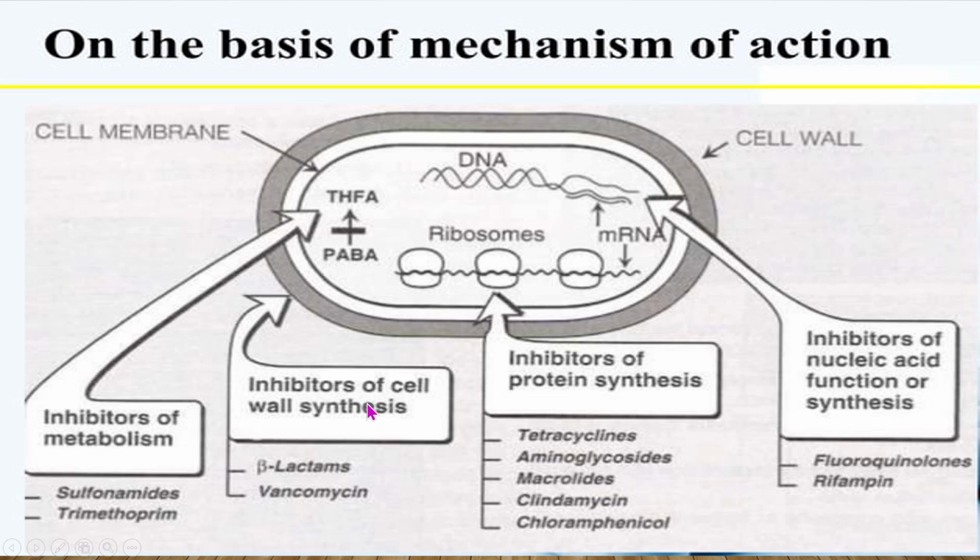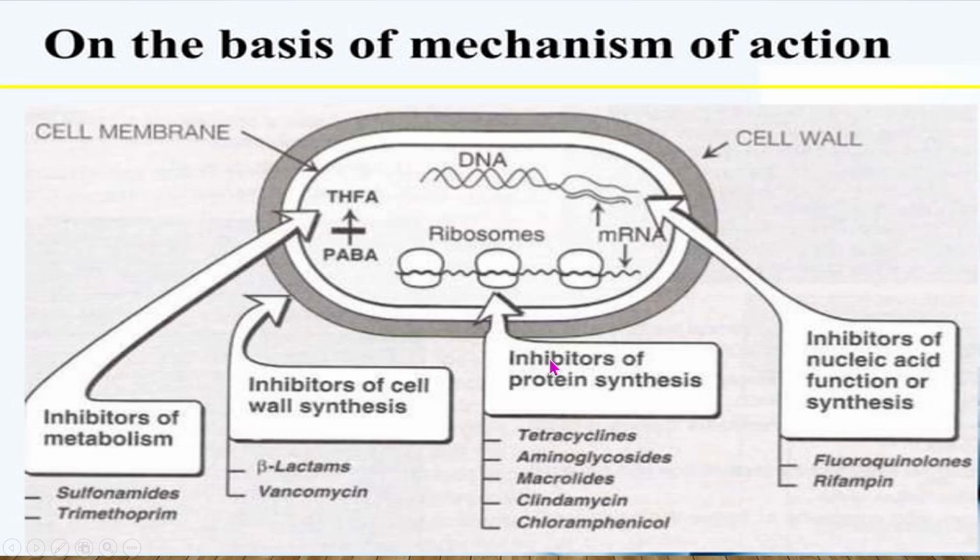Now the next class of compounds: inhibitors of cell wall synthesis. This is the first class of classification of compounds depending upon the mechanism of action. Already we have discussed that they stop the formation of the cell wall. They interfere in the formation of the cell wall, so the cell wall is not formed properly, and the cell will die or the growth of the bacteria will stop. The categories of compounds are beta-lactam antibiotics and vancomycin.